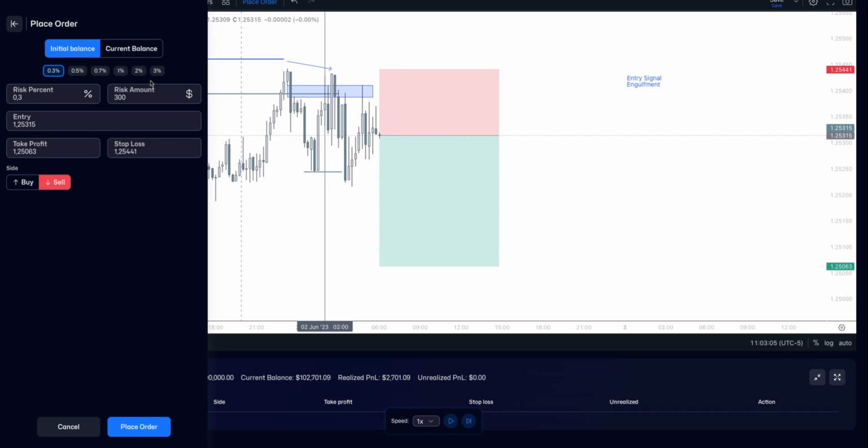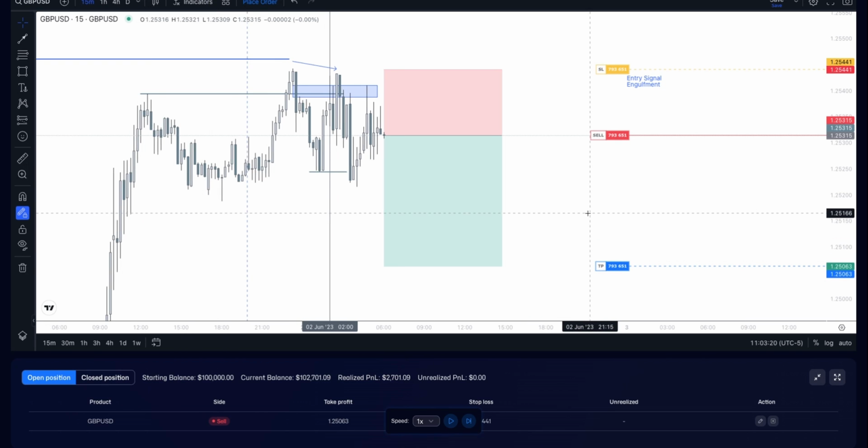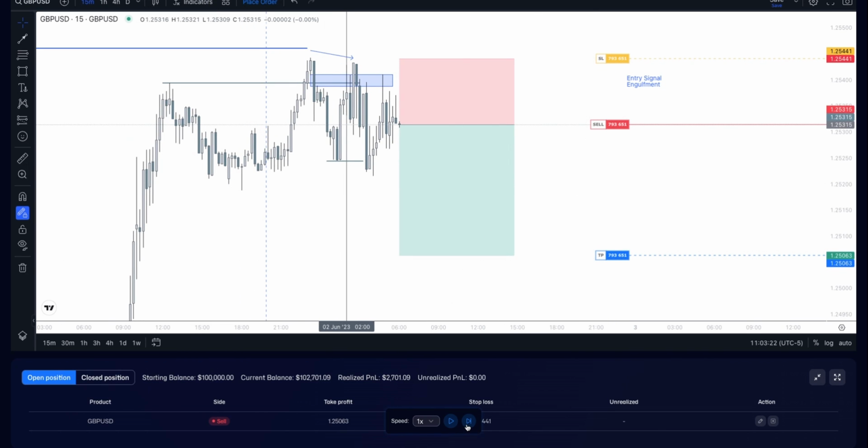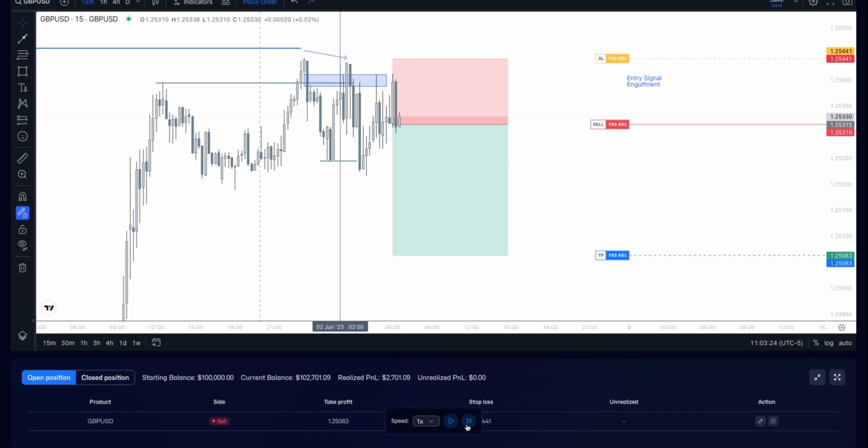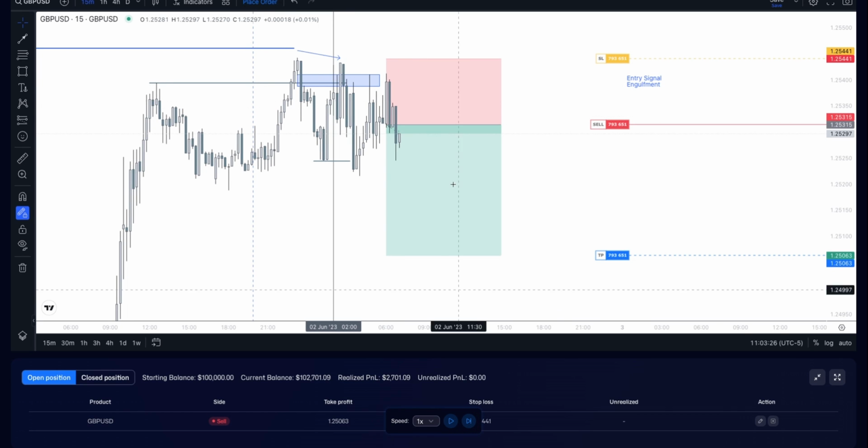Okay, so let's say place order. It's a sell, again, risking 1% risk amount. And it's set on initial balance, so we'll always be risking 1,000. Okay, and we say place order. Okay, let's see how this plays out. Okay, comes up a bit. So glad we had our stop loss above the high, which is good.